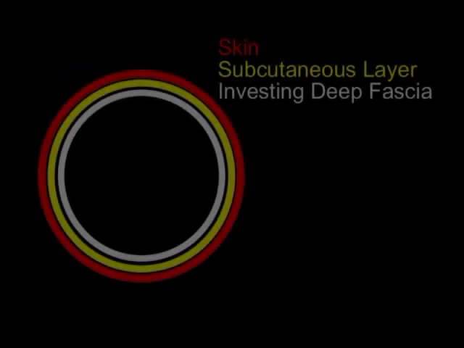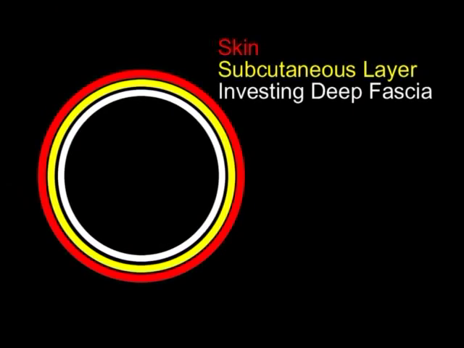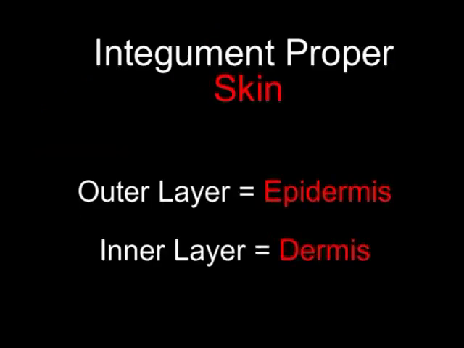The entire body is surrounded by 3 layers or envelopes, one inside the other. These coverings separate the body from the external environment. From outside in, these envelopes include the skin, which is the integument proper, the subcutaneous layer, and the investing deep fascia. The integument proper is the outermost layer of the human body. It is usually known as the skin.